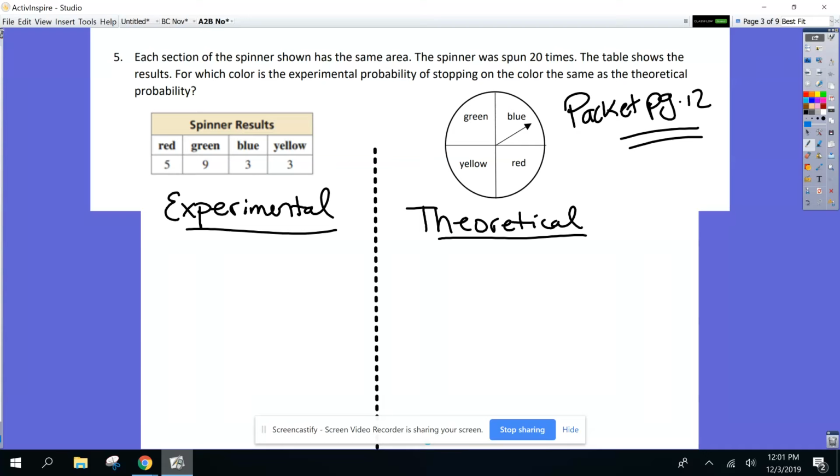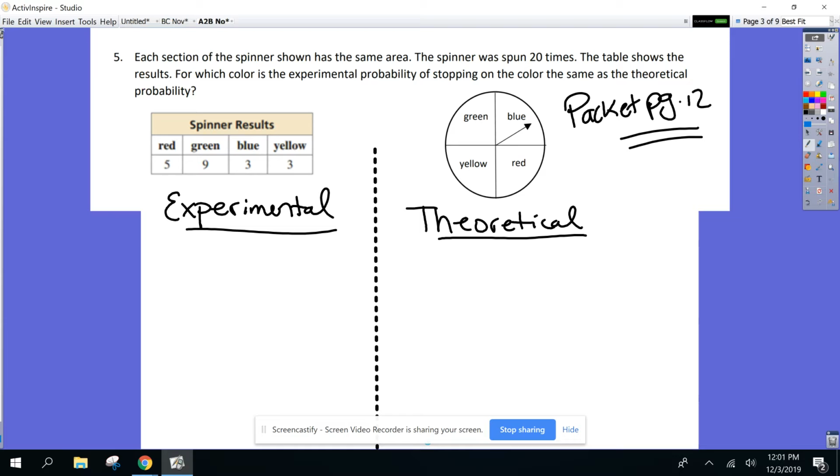Last time I'm going to do this, I want to make sure we are clear on the difference between when I ask for experimental versus theoretical. On this example here, you've got a spinner that says green, blue, red, and yellow. You're just going to spin it once. This guy spun it 20 times and recorded his results.